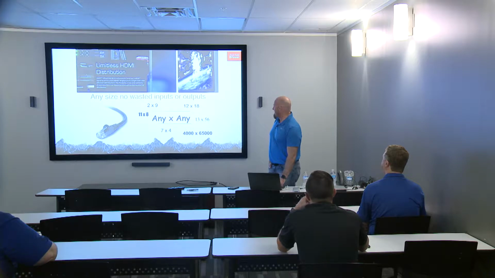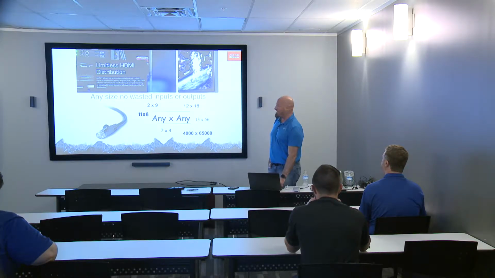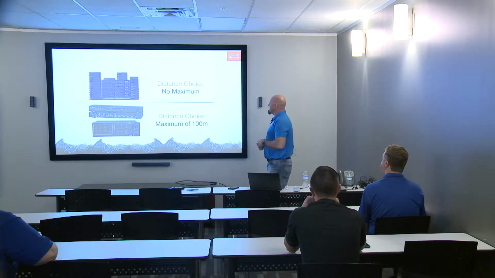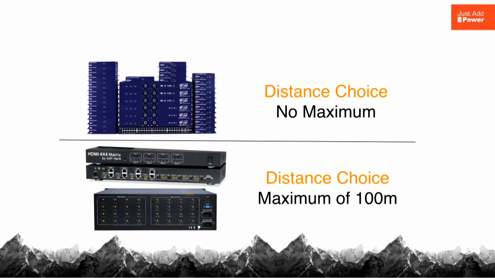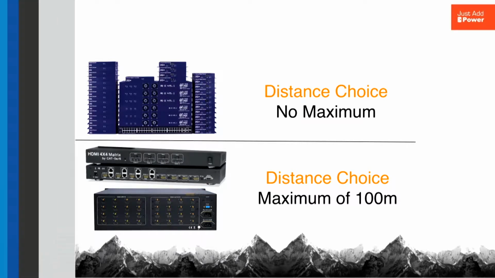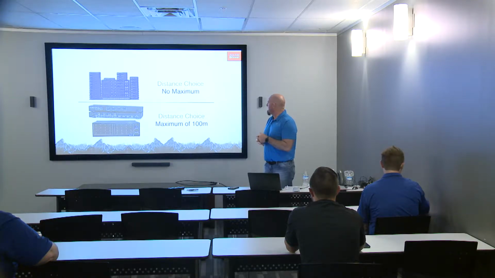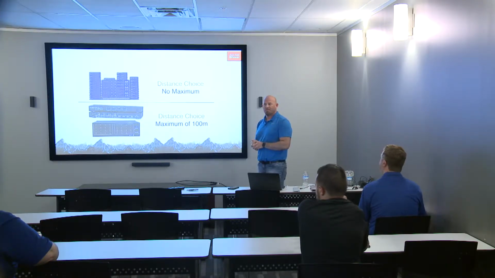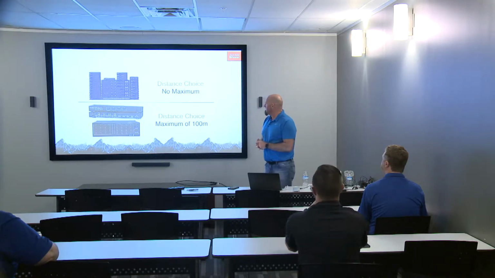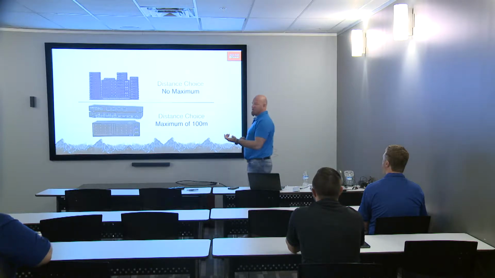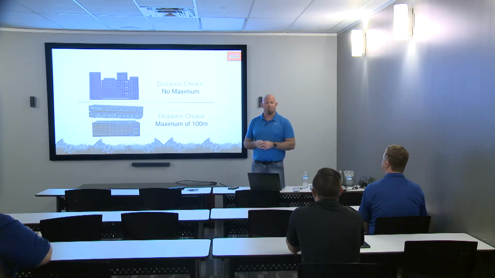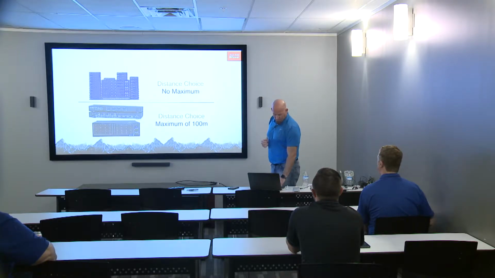So any amount of sources to any amount of displays. Distance choices, no maximum. There's some maximum depending upon what type of means we're using to move that, but ultimately length is not much of a problem for Just Add Power, whereas with a black box matrix, it is. We're limited to what that cat can do, typically 100 meters at best, and sometimes that starts to push it with the limitations of what you can do with HDBaseT. Ultimately, we can convert from a cat and go miles across fiber with Just Add Power. So we can do some really, really large systems.